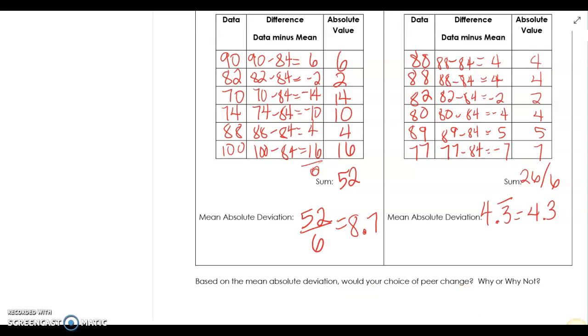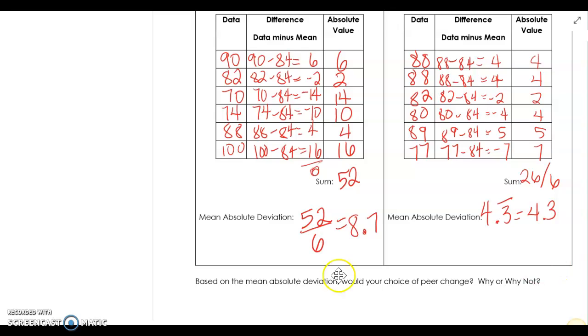I would probably choose Lupe. I am not a bargaining type. And again, there's really no correct or incorrect answer here if you can support your data. I would prefer to have somebody who is more consistent. MAD measures variability. The smaller the MAD, the less variable that data is. So Lupe's smaller MAD to me means that that person is more consistent. So I know if I choose Lupe, I'm probably going to have somebody that could get in the 80 range.